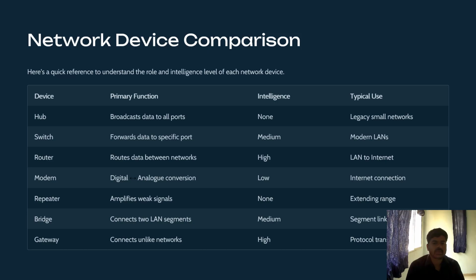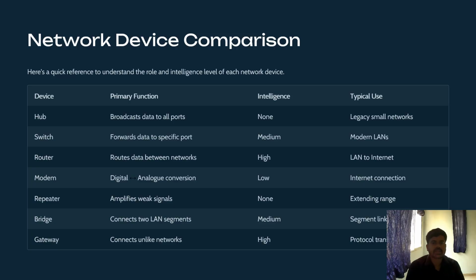In this slide, we can see comparison of major network devices. Let us understand them clearly in a simple way. So, first we have hub. Hub works at the first layer, physical layer. It sends data to all connected devices without checking the destination, which means hub doesn't know whether the destination device is available or ready to receive the data or not.